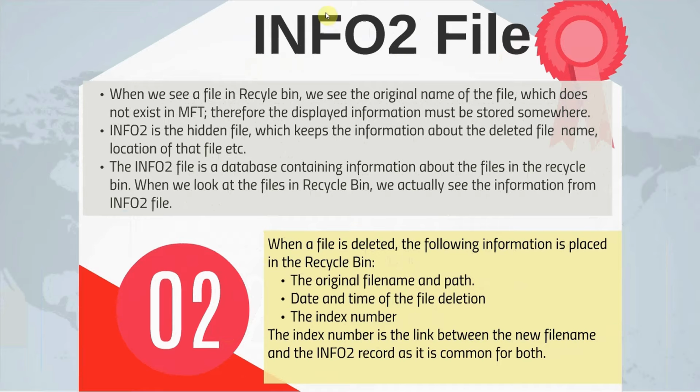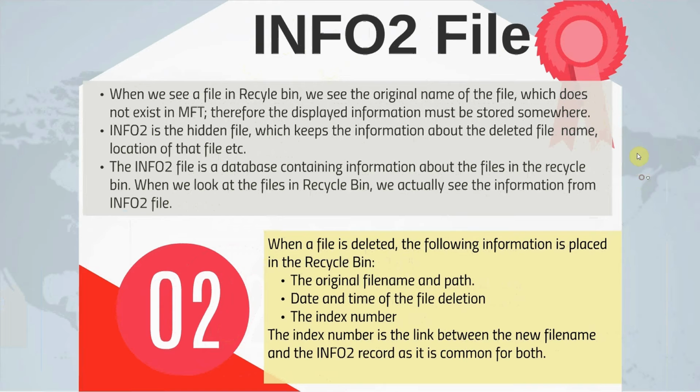Now, the recycle bin will have a database file. It's called Info2. It will be a hidden file. Probably you have seen it sometimes if your recycle bin shows all the system protected and hidden files. Info2 is a file which is kind of a proper database that will keep the record of every single deleted file in your system, what is in your recycle bin right at this moment.